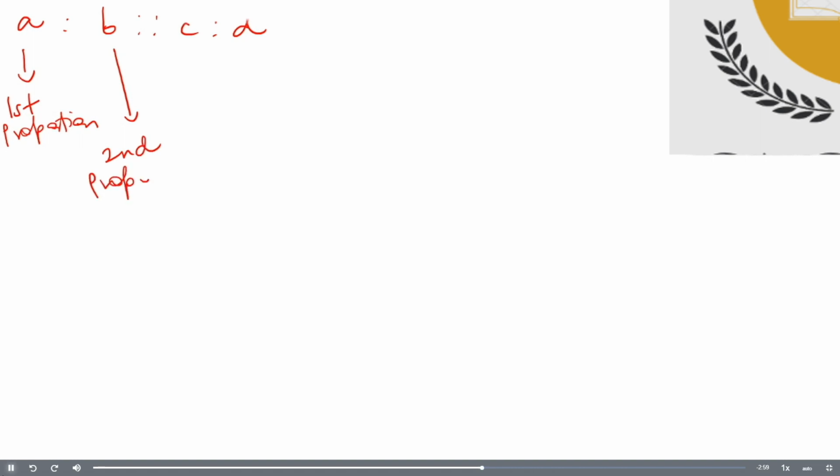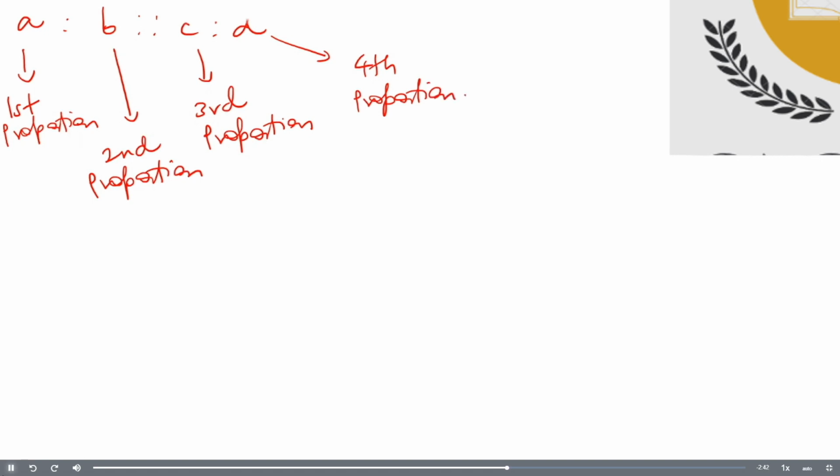So students, let me do a quick recap of this. A is to B and C is to D. This is the first proportion. This is the second proportion. This is the third proportion. And this is the fourth proportion.